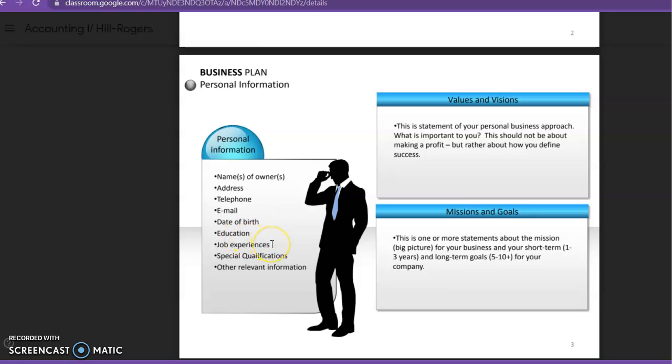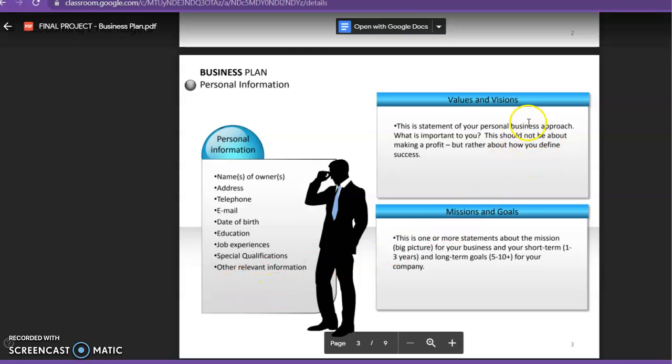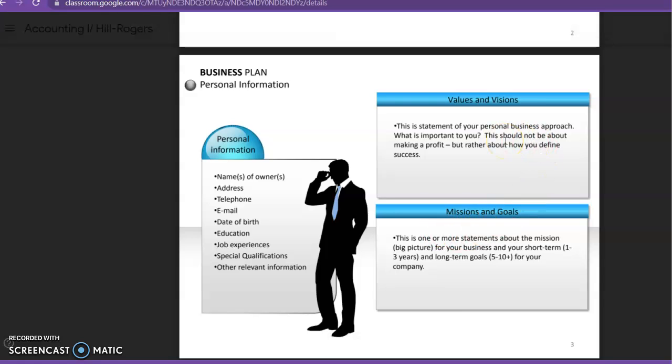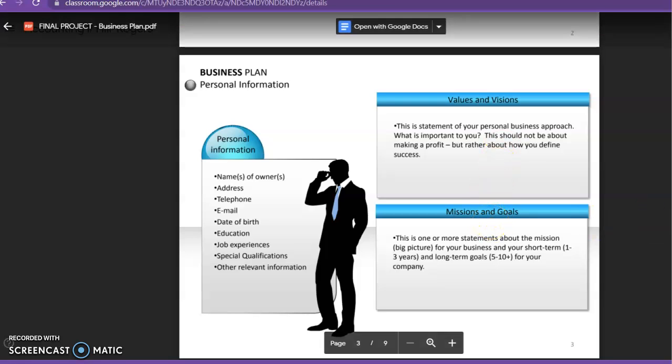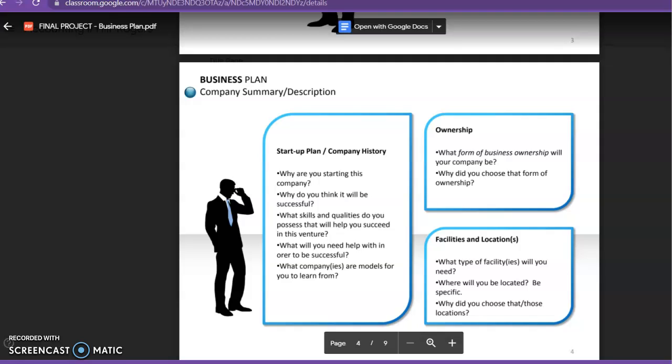Job experiences. People want to know what you've done. Some of your special qualifications, your certifications, things like that. Are you an expert at helping me look better, or a plastic surgeon, or a pet groomer? What are your qualifications? For other relevant information, you also would like to provide your values and visions for your business, and your missions and goals if you have them. So make sure that you create values and visions and your missions and goals. I will need to see those things.